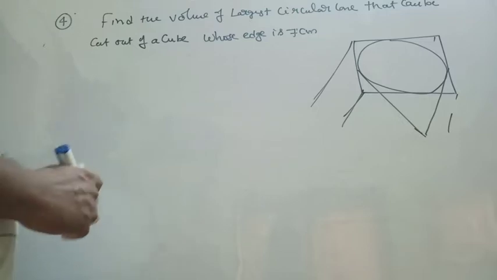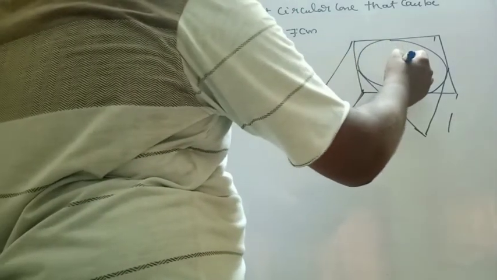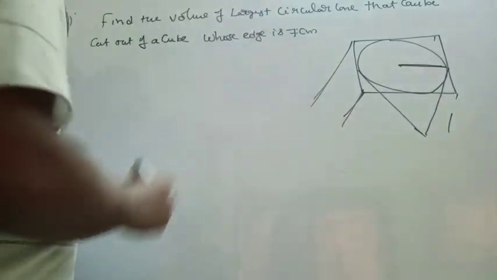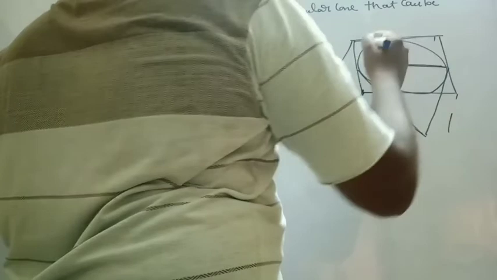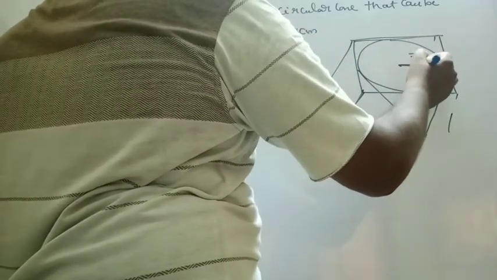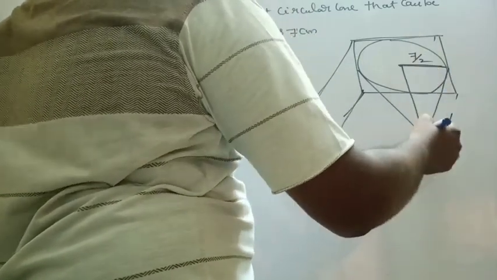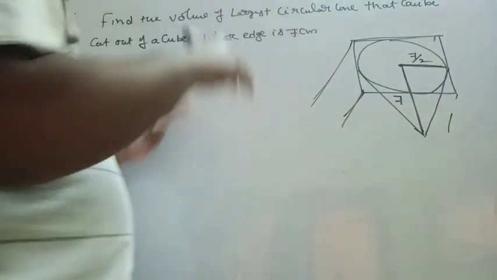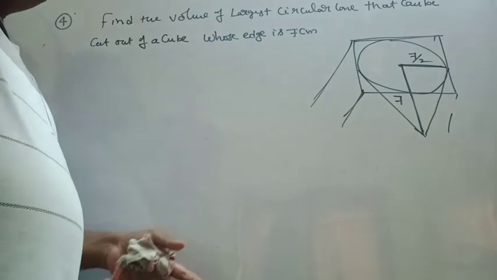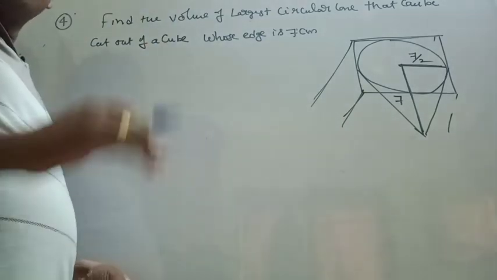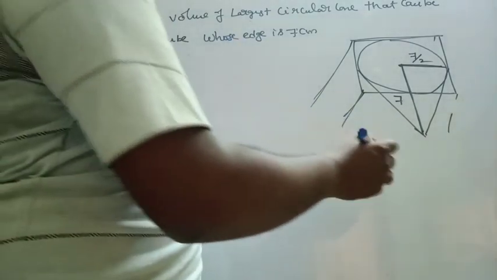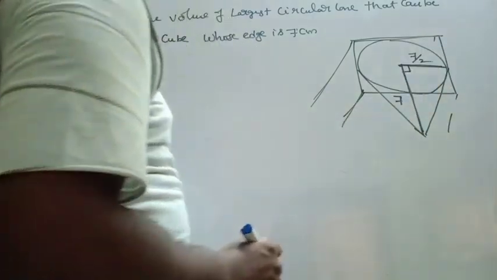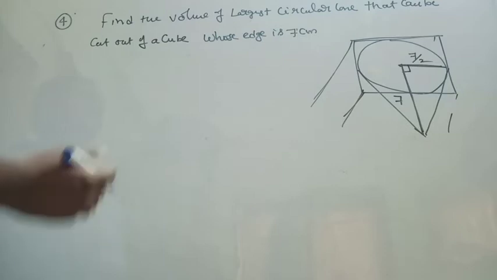Now they are asking, find the volume of the largest circular cone that can be cut out. For this largest circular cone, my dear student, the radius is nothing but, the edge is given, the diameter is given as 7. Now this becomes 7 by 2, right? And the height is nothing but 7, because the total height of the cube is nothing but the height of the cone. Now you know height and radius, you can find anything you want.